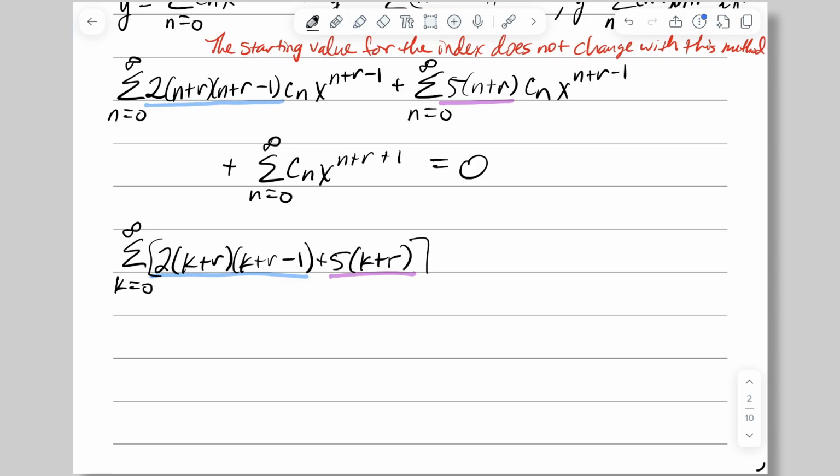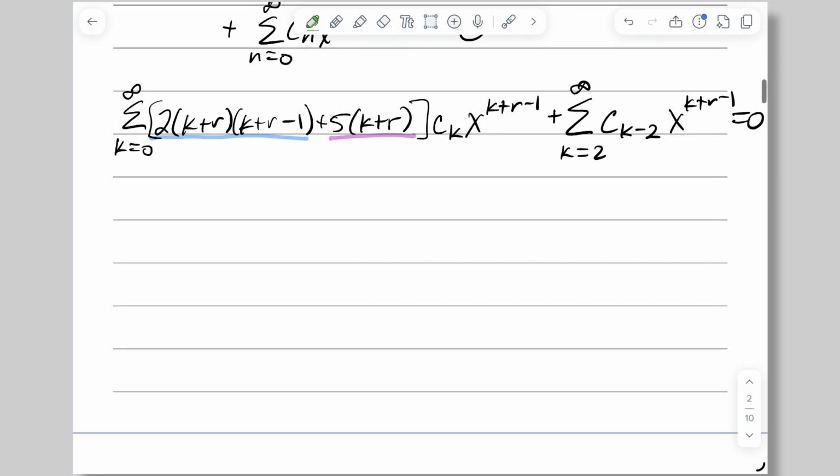Both of those sigma expressions have factors of c sub k x to the k plus r minus 1 once we transfer or translate, I guess, substitute that exponent. And then for the third sigma expression, we're going to actually make the change to the exponent. And the result of that is going to be the sum as k goes from 2 to infinity of c sub k minus 2 x to the k plus r minus 1 equals 0, because we're subtracting 2 from each of those expressions, or making it look like we're subtracting 2, and then offsetting by increasing the starting value of the index.